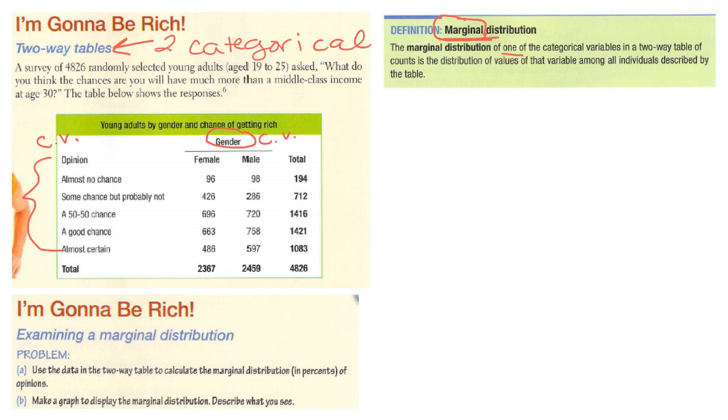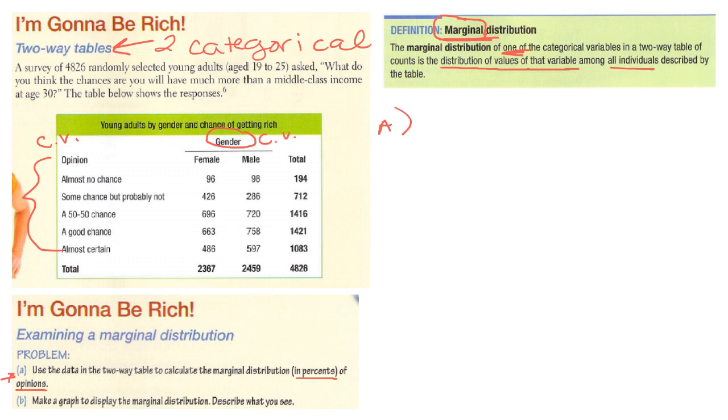So for instance, let's come down here and look at part A. Part A says use the data in the two-way table to calculate the marginal distribution in percent of opinions. So I'm taking one of the categorical variables, opinion, and I'm going to look at the distribution of the values for that particular variable amongst all the individuals described in the table.